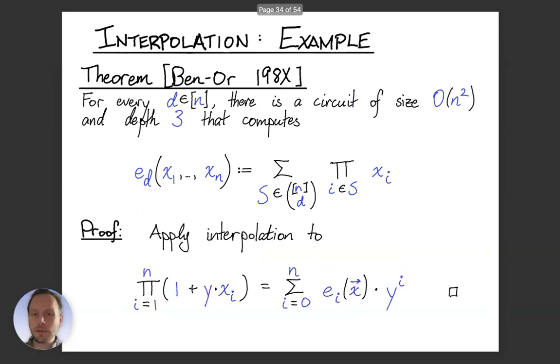But the algorithm here is really just interpolation. If you look at this product of (1 plus y times xi), and you expand as a univariate polynomial in y, you see that the coefficients are exactly the elementary symmetric polynomials. So you apply interpolation in the y variable, and this gives you a small low-depth circuit that computes the elementary symmetric polynomials.